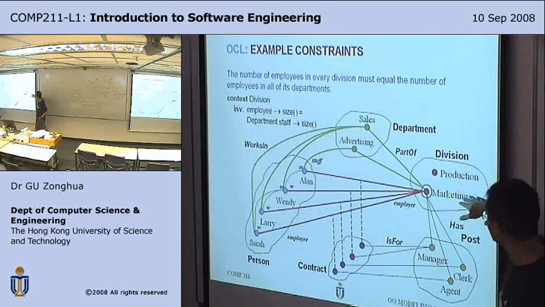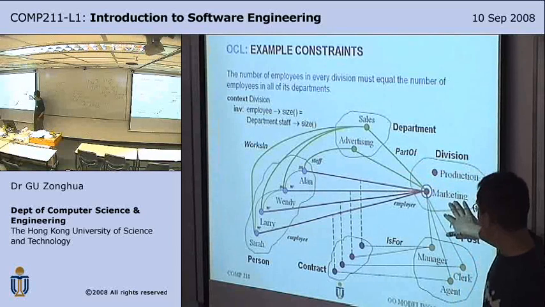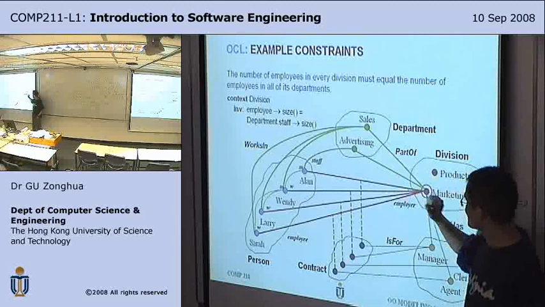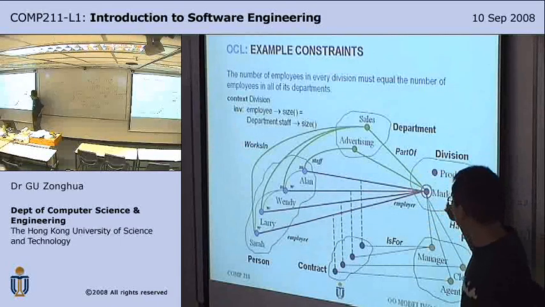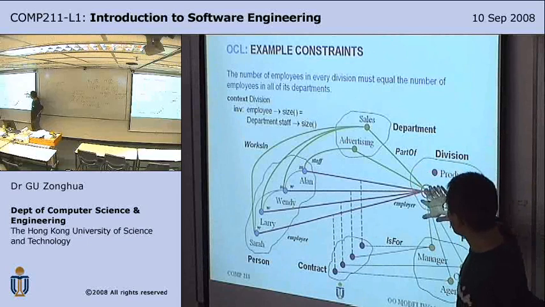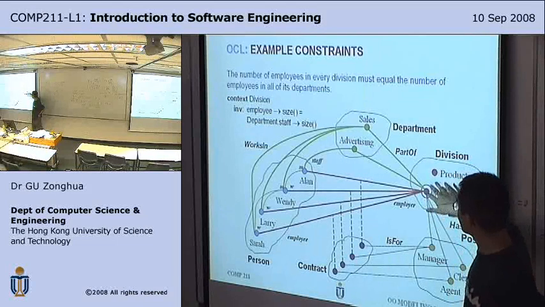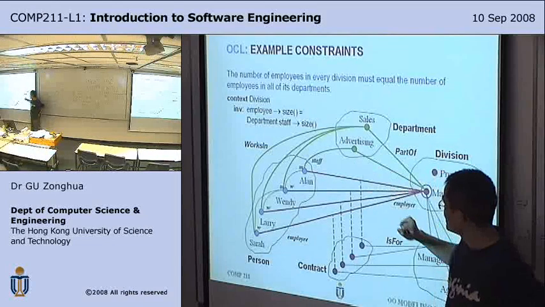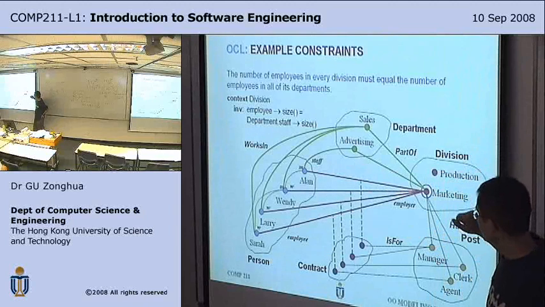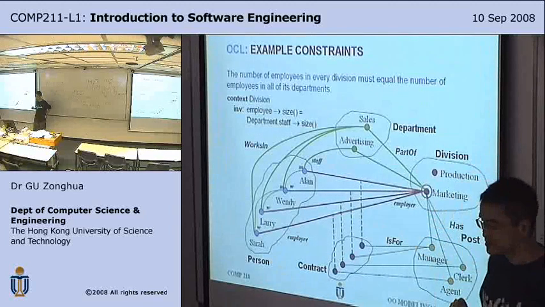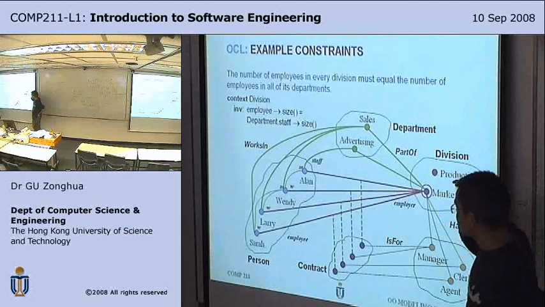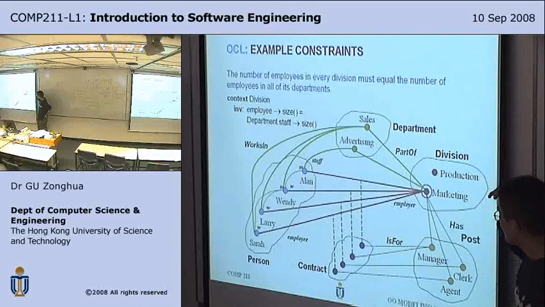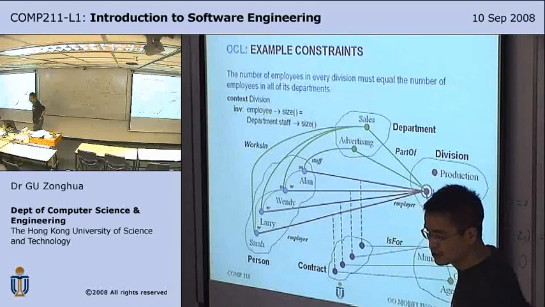For the department navigation, you want to navigate from marketing to the departments that belong to marketing. You follow the part of association. In this case, there's no role name, right? So you just specify the department class name. Department.staff. Staff is an attribute of the department. And then you invoke the size operation to obtain the sizes of these sets. And then you say they are equal.